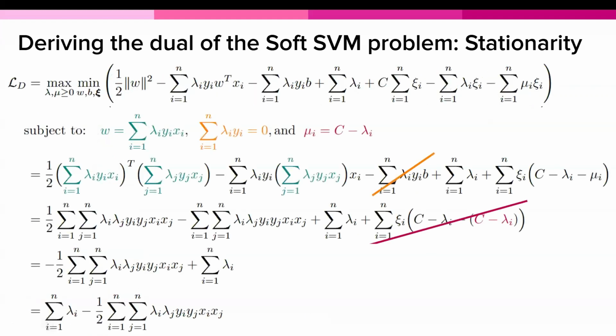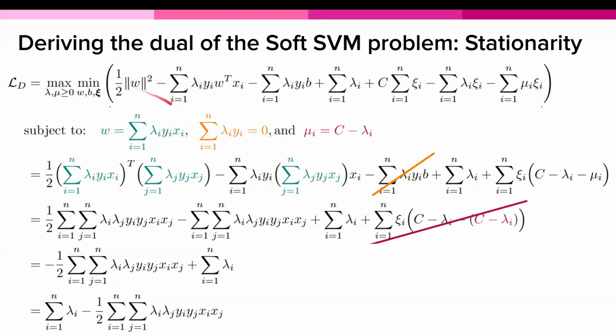Okay, so now we can move on to enforcing these stationarity conditions. Again, I've got the full Lagrangian up top, and the conditions we just derived are color-coded to make this part easier to follow. So let's go ahead and substitute the expression for w back into the Lagrangian. It's shown in teal here.